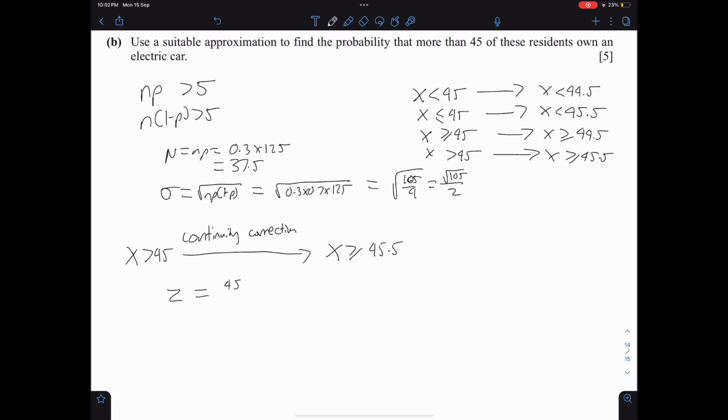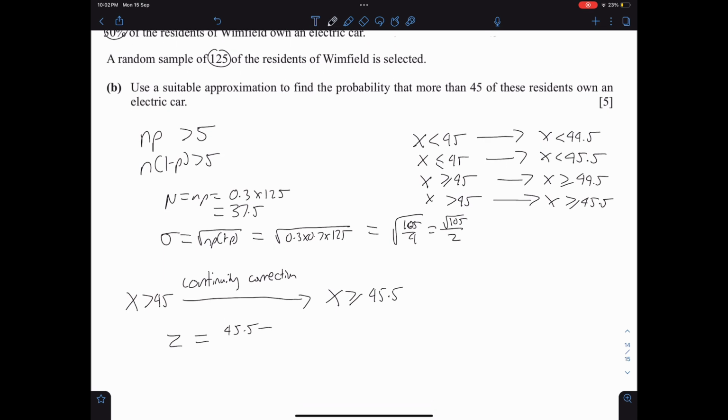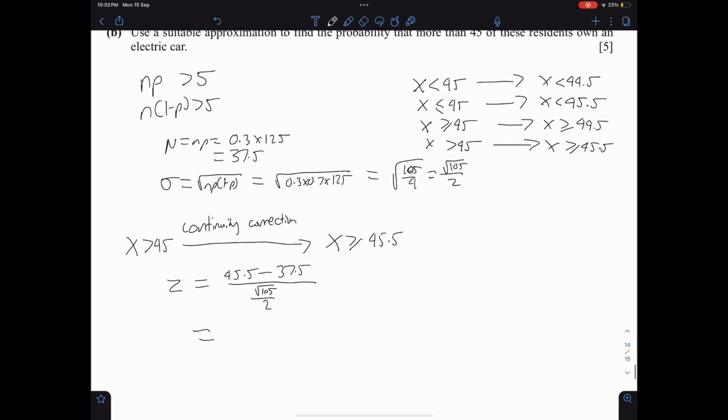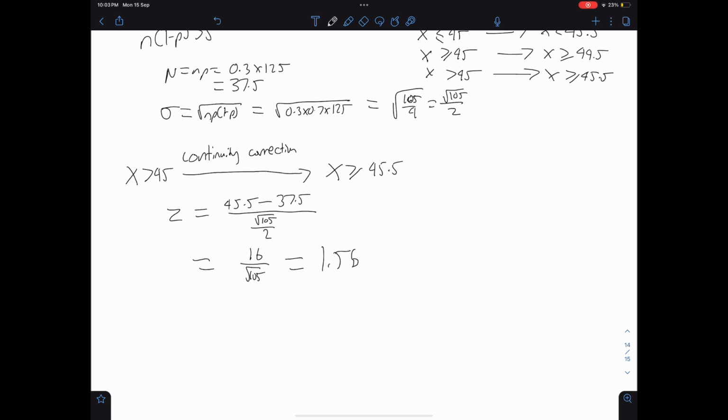We've standardised 45.5, and then we subtract our mean, which is 37.5, and we divide by our standard deviation, which is root 105 over 2. And then this would get us 16, I think, over root 105. And this is 1.561, to 3 decimal places.